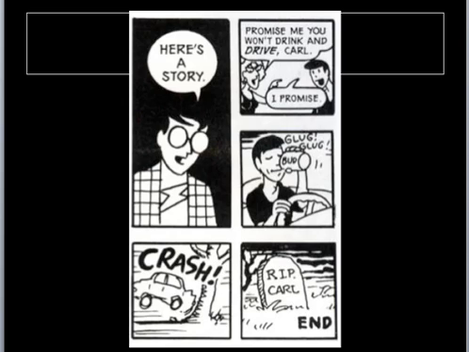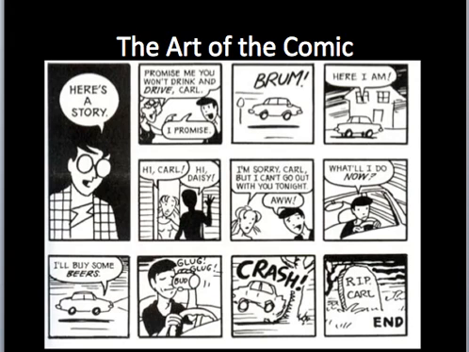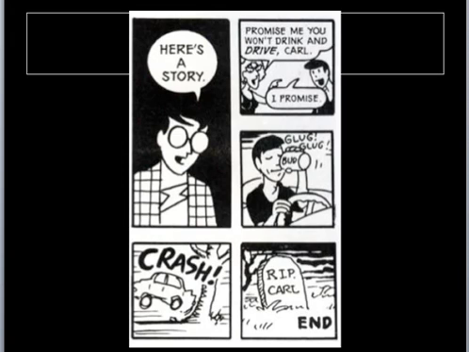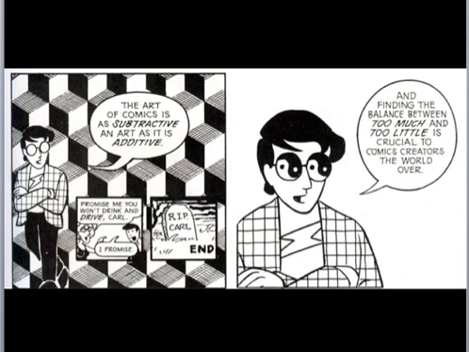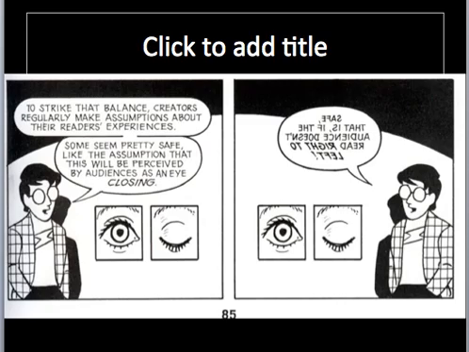So, promise me you won't drink and drive. Be safe, says the woman on the left. I promise. Then we see him drinking, then we see the crash, then we see the end. So look at all that was taken out to tell a very similar story. And this is what he's saying: part of the craft of the author, part of their creativity, the aesthetic involved. So, to strike that balance, creators regularly make assumptions about their readers' experiences.